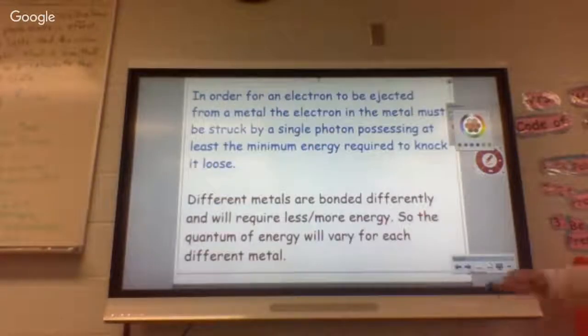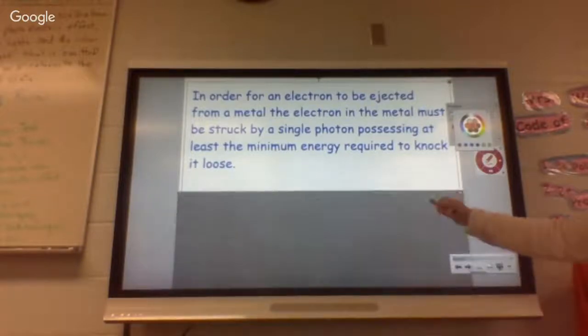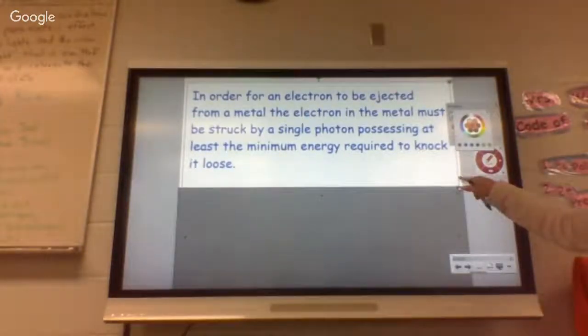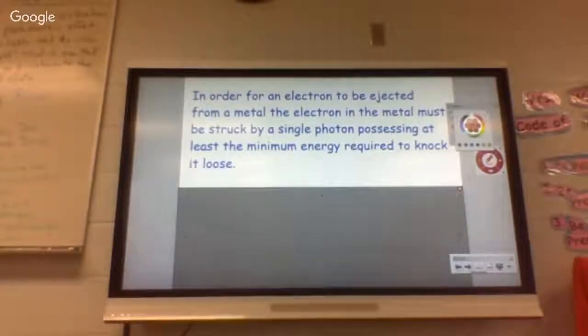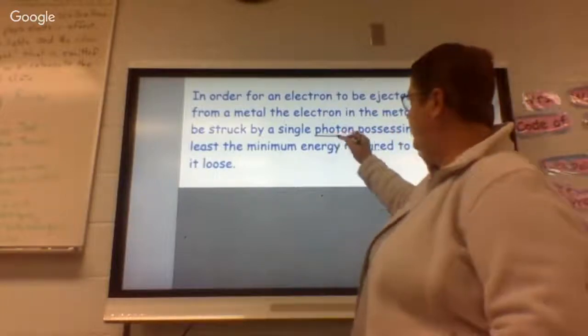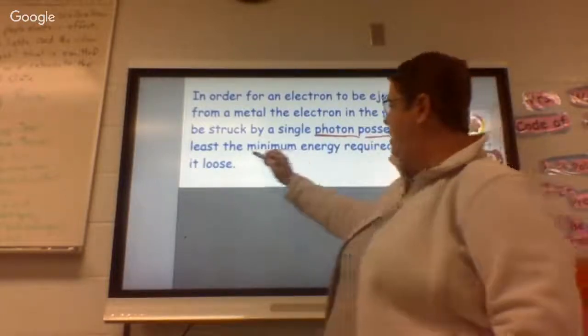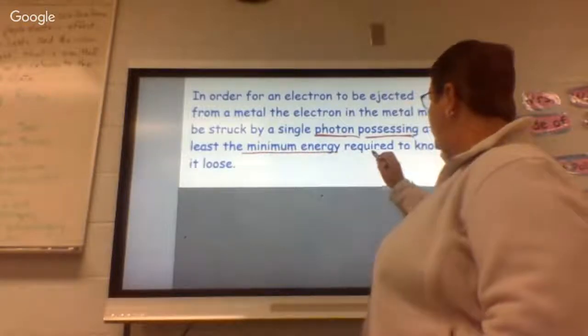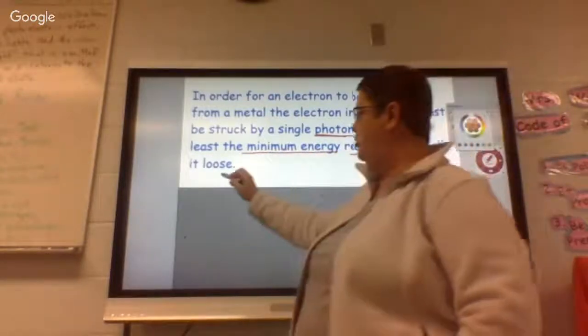So here, in summary, this just summarizes what we've already said, for my people who need to rewrite it again. In order for an electron to be ejected from a metal, the electron must be struck by a photon possessing a minimum energy required to knock it loose.